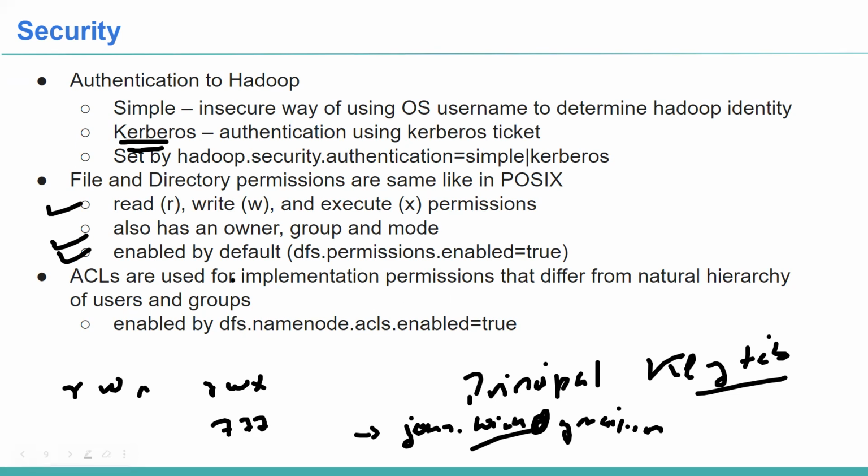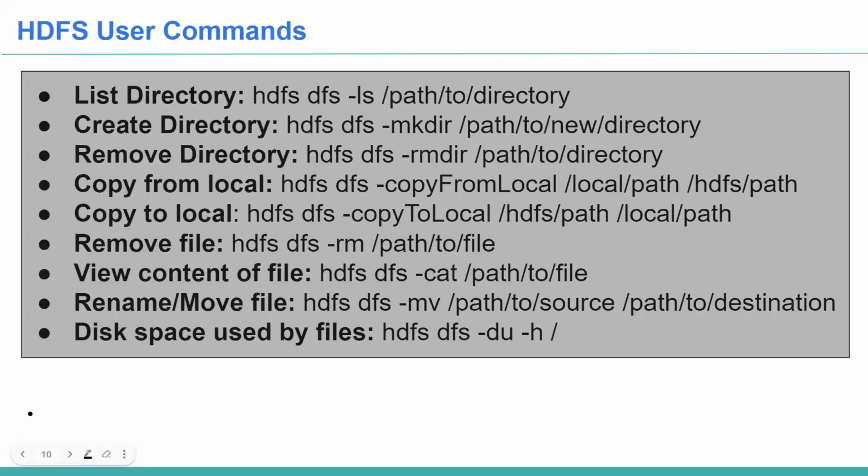We can also implement ACLs. ACL is access control list. We have one property where we can say that we want to enable ACLs. There are multiple commands, and they will look similar to what we have in our Linux file system. Like if you want to list a file from a directory, we say ls and something like slash user slash data.